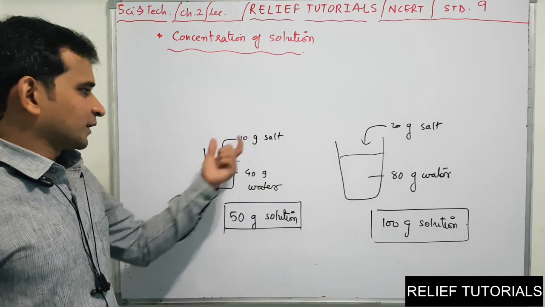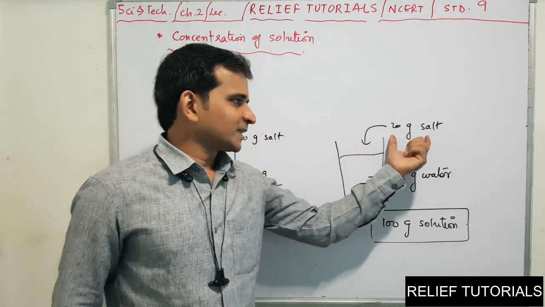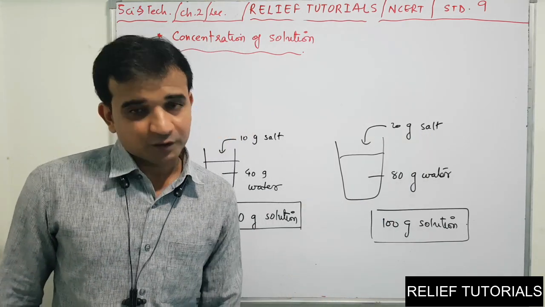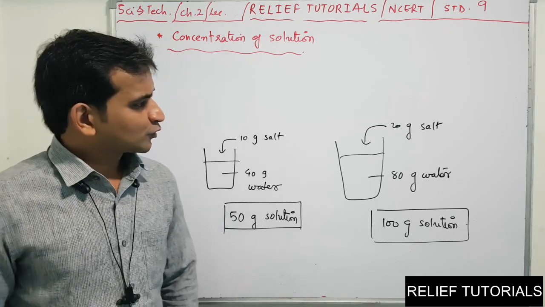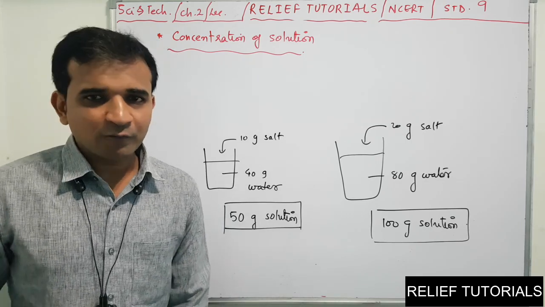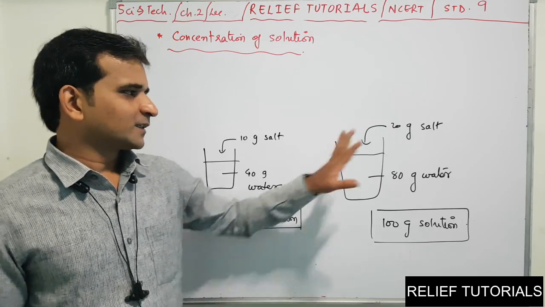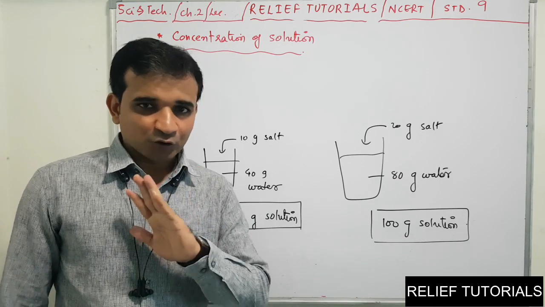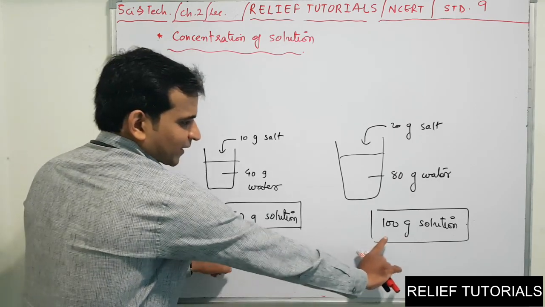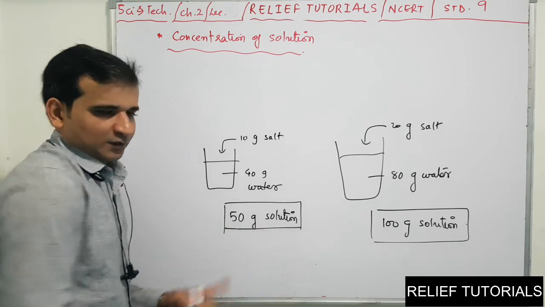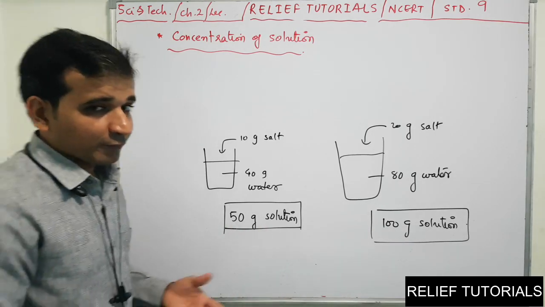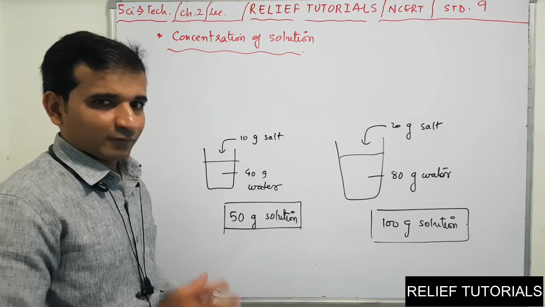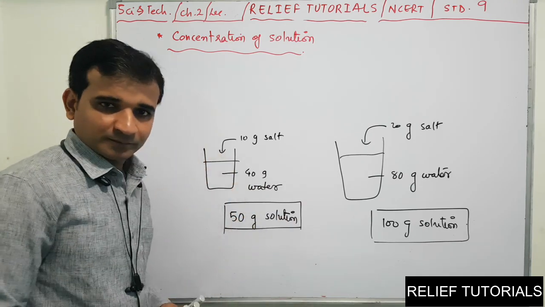If you see, here is 10 gram of solute and here 20 gram of solute. So if I ask you which solution has more concentration of solute, some of you might say that this solution has more amount of solute, so the concentration is more, but it is not so, because we are not comparing equal amounts of solution. So how can we find out which one has more concentration and which less? For that we have a formula to calculate the concentration.